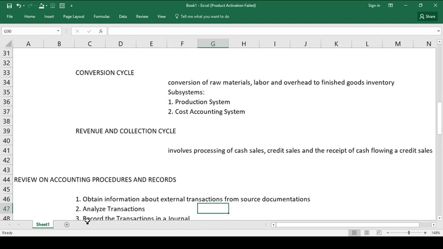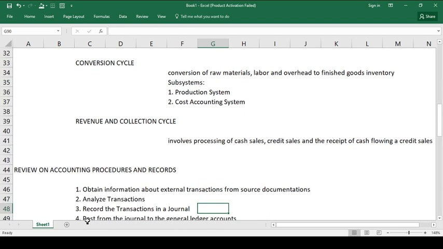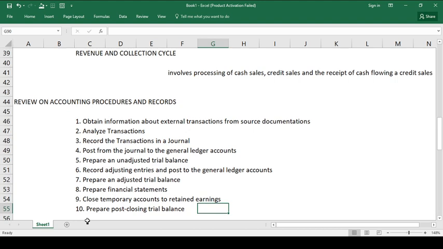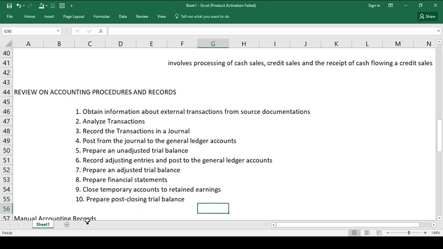We have also a topic today related to the review on accounting procedures and records. Why do I include this as part of our discussion today? Because we are talking about processes. So, to review on accounting procedures and records, take note, we have 10 procedures on how to record transactions. And then later on, we will discuss naman yung mga accounting records needed on the said procedure.